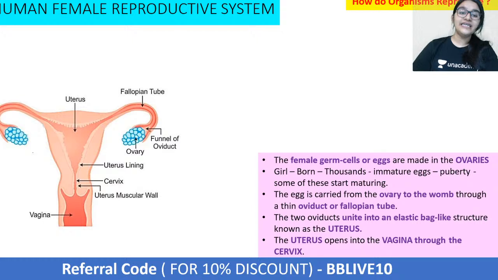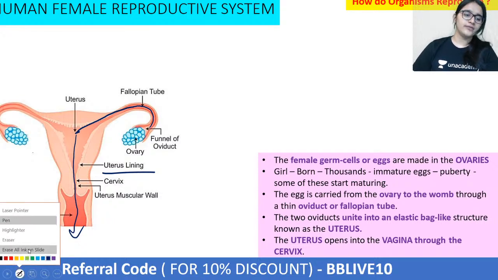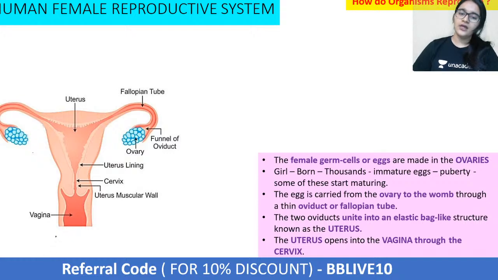Now the egg is released from the ovary. It goes via the fallopian tube, enters the uterus. अगर fertilization हुआ तो ठीक है. अगर नहीं हुआ तो along with the innermost uterus lining, that is called the endometrium, both the egg and the endometrium lining are shed out of the body through the vagina. That is called menstruation, which we are going to look at in another minute. Understood? This is what makes the female reproductive structure.